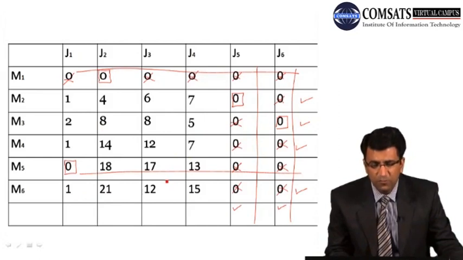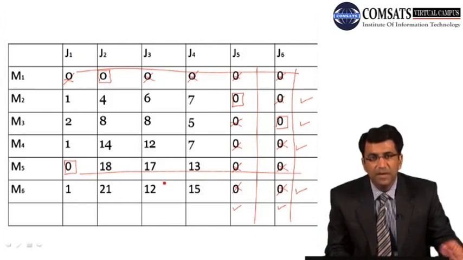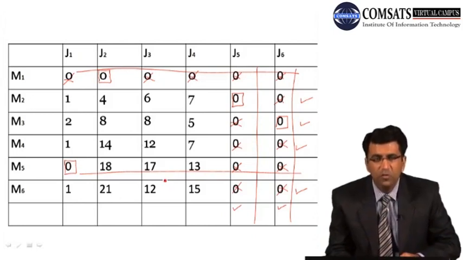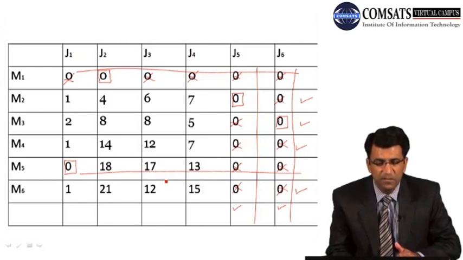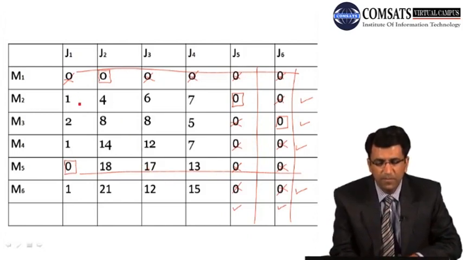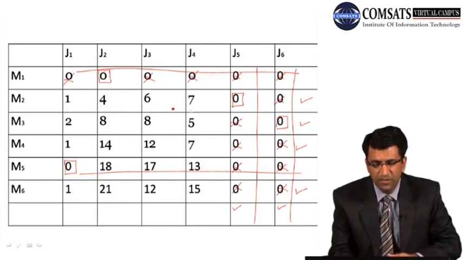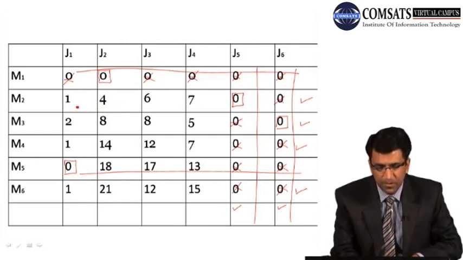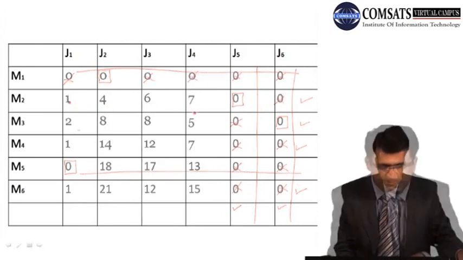So what we have to do, we'll have to find the minimum number out of that, and you can see that the minimum number out of these values is 1. So we will subtract this 1 from all these values through which no line is being passed. So these values will become 1 minus 1 0, 4 minus 1 3, 6 minus 1 5, 7 minus 1 6. So it will become 0, 3, 5, 6.